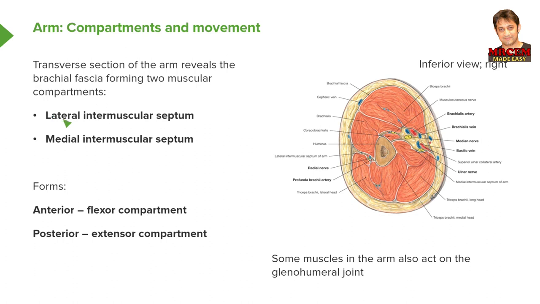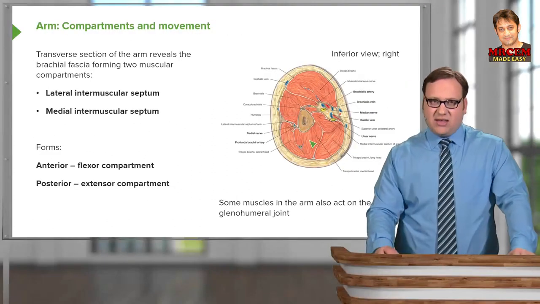It does this by way of the lateral intermuscular septum and the medial intermuscular septum. So what we can see here is the humerus, and then on the outside we've got the brachial fascia. We can see the brachial fascia dives deep here laterally into the depths of the arm and attaches to the humerus. We can also see similar here where we have the brachial fascia running around the outside, and then we've got this medial intermuscular septum running in here. And that creates two compartments. It contains the anterior compartment and it contains the posterior compartment.